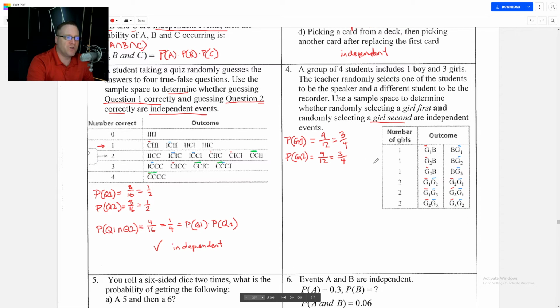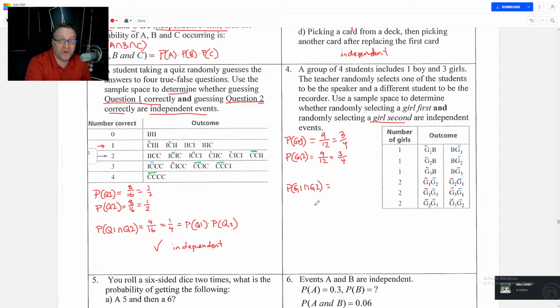So we want to figure out, are these independent? The way we're going to do that is we're going to find the probability of getting a girl in the first spot and getting a girl in the second spot. And we'll check to see if that equals these two things multiplied together. These two things multiplied together is 3/4 times 3/4, which is 9 over 16. So we want this to be 9 over 16. If it's 9 over 16, that means it's independent. If it's not, then it's not independent.